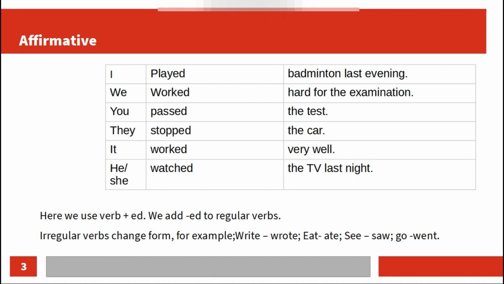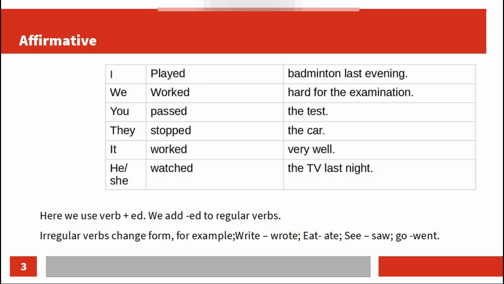Now, the structures. Affirmative. If your sentence starts with I, we, you, they, it, he, or she, the form of verb you use is verb plus ed. I played badminton last evening. We worked hard for the examination. You passed the test. They stopped the car. It worked very well. He or she watched the TV last night.